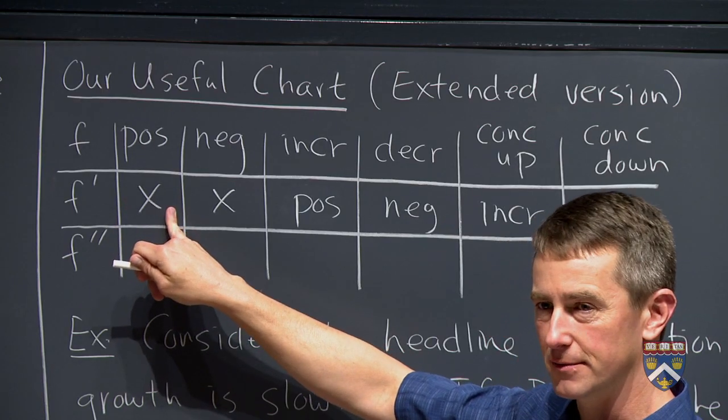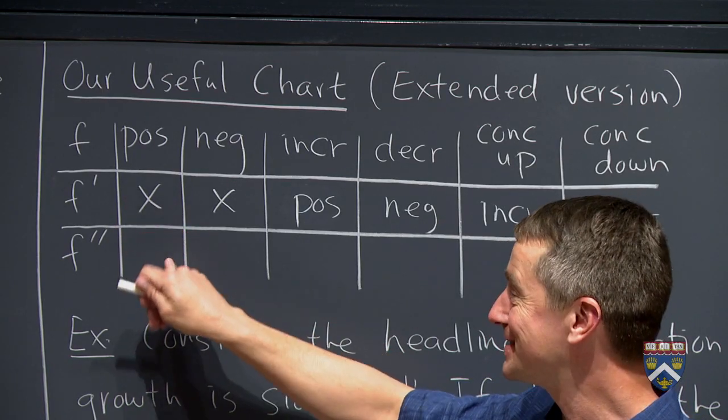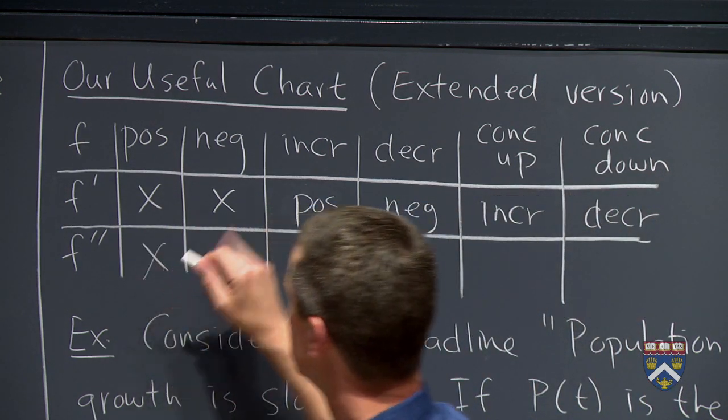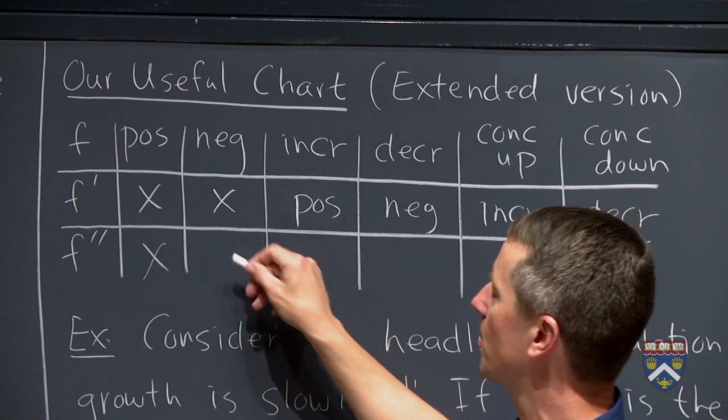So here you've got a function. You don't know anything about it. This is asking, what are you going to know about its slope? You're not going to know anything about its slope.